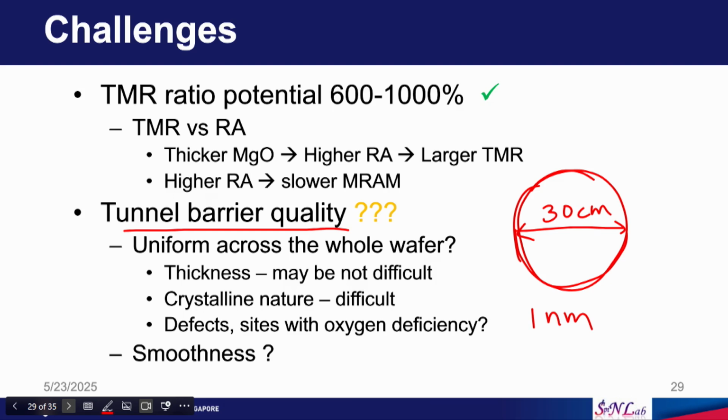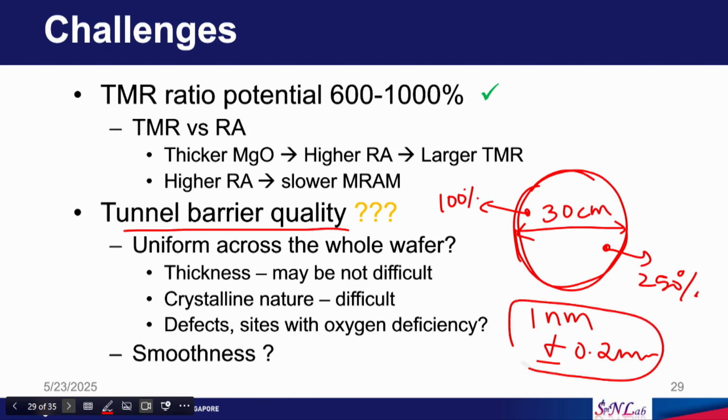If it is just say even plus or minus 0.2 nanometer, then the TMR of the device that you make here will be say 100%, and the TMR of the device that you make here may be like 250%. So, there will be huge changes in the tunneling magnetoresistance. We need to ensure that this thickness is uniform throughout the 30 centimeter wafer. This is a challenge, but industry is managing.